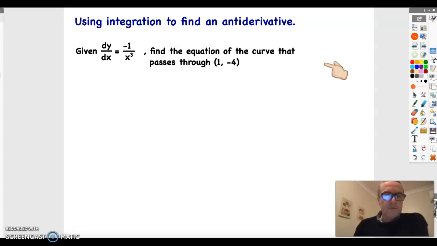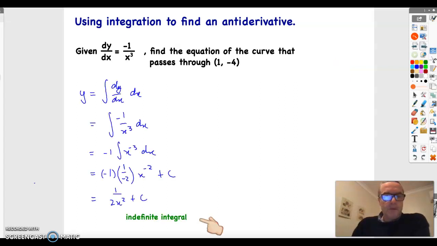If you've solved a problem like this before, you might want to pause the video and see how you go now that you know a few more rules for integration. Let's have a look at the first part of the solution. If we're given a derivative, we can find the original equation of the curve by integrating the derivative. So the integral of dy dx with respect to x is going to give us the equation for y. So in this case we're integrating negative 1 over x cubed.